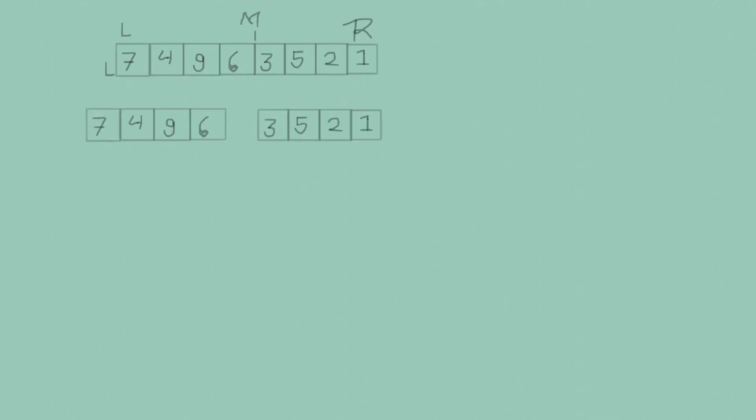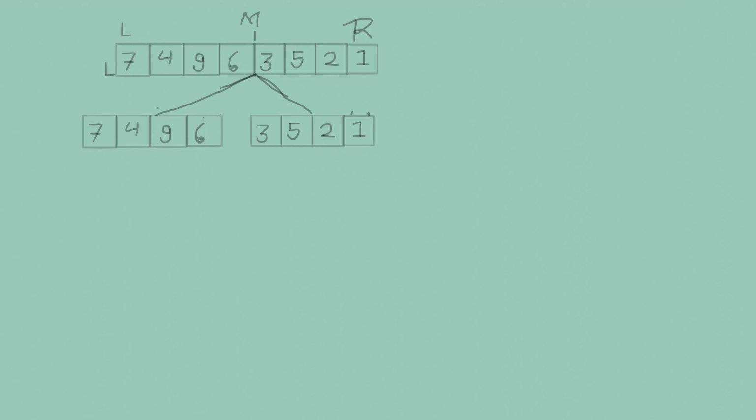In a merge sort, we have one array. In the array, we have a left pointer, middle pointer, and right pointer. We need to divide our array from our middle pointer: one array from our left to middle, another array from our middle plus 1 to the right pointer.